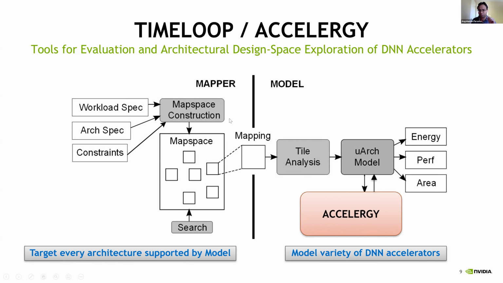But basically, the broad idea is we're talking about two halves of the game here. The model half, which contains Accelergy, whose intent is to model a variety of DNN accelerators, and the mapper half, whose intent is to find an optimal mapping. And the mapper has to be able to target every single architecture that the model is able to model.